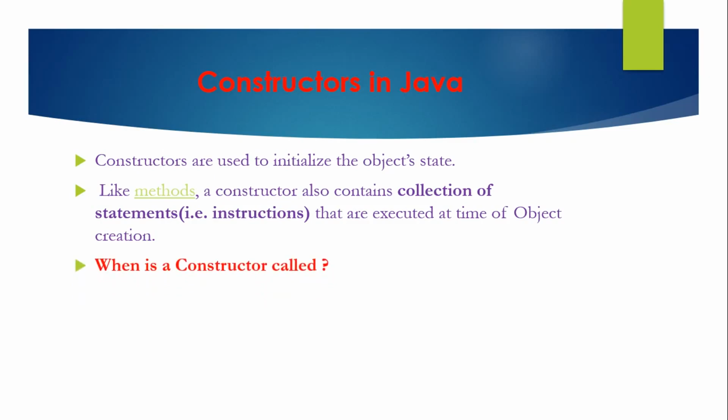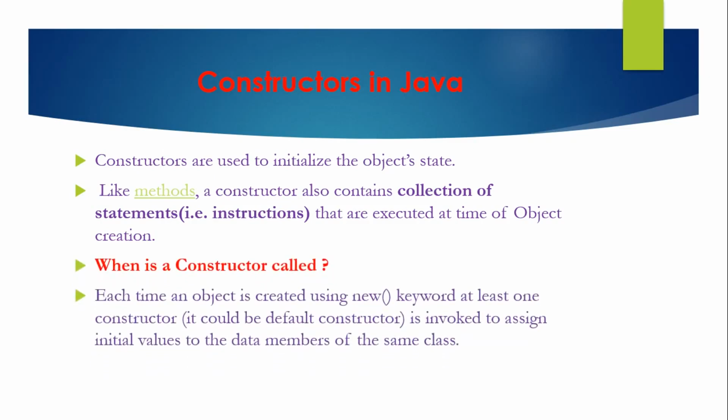When is a constructor called? Each time an object is created using the new keyword, at least one constructor, it could be the default constructor, is invoked to assign initial values to the data members of the same class. And the constructor name is the same as the class name.